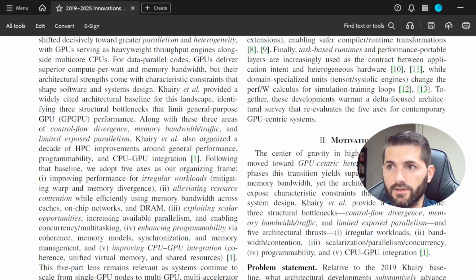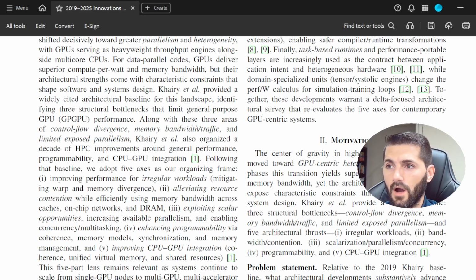And he looked at 5 architectural thrusts: irregular workloads, bandwidth, contention, serialization, parallelism, concurrency, and then programmability, and last, that CPU-GPU integration to better transfer information between them.